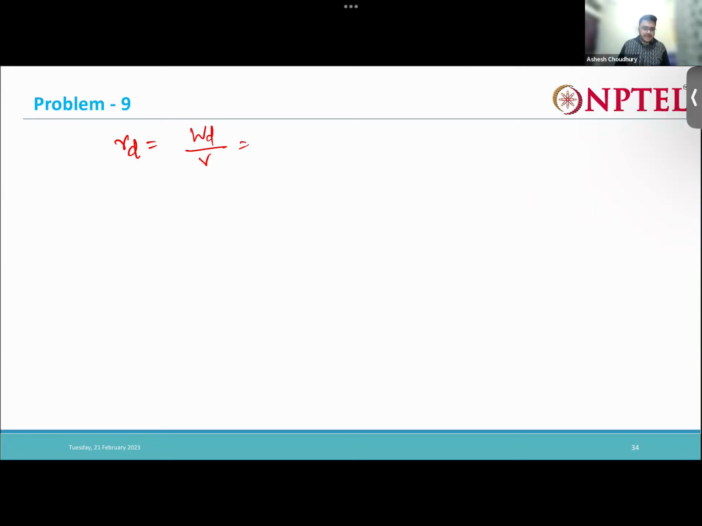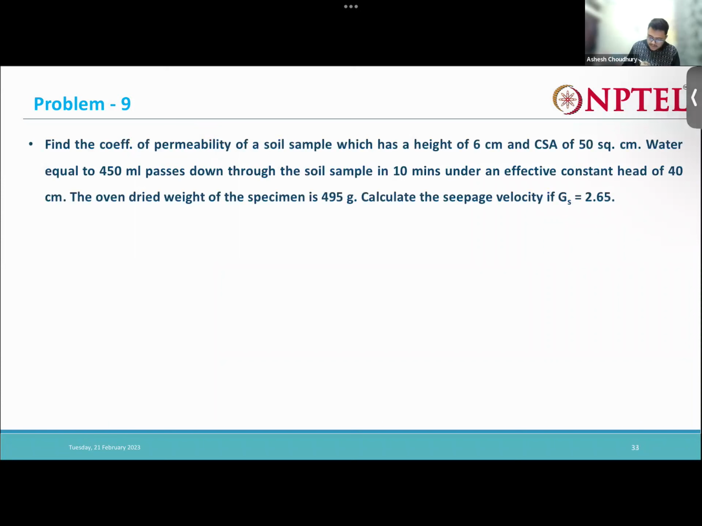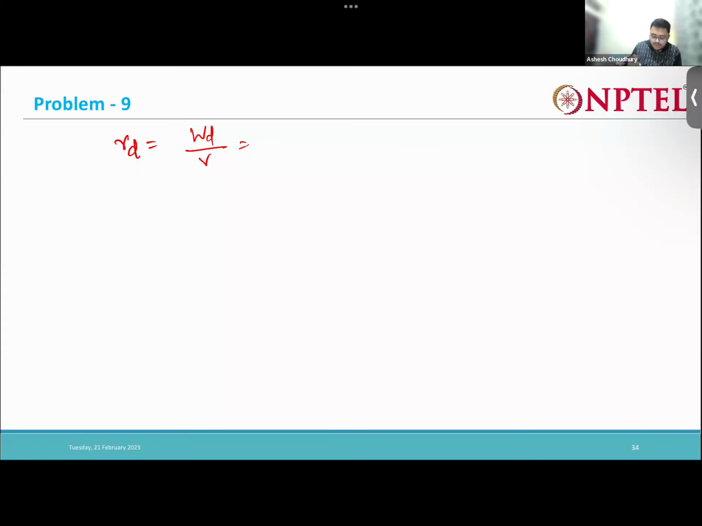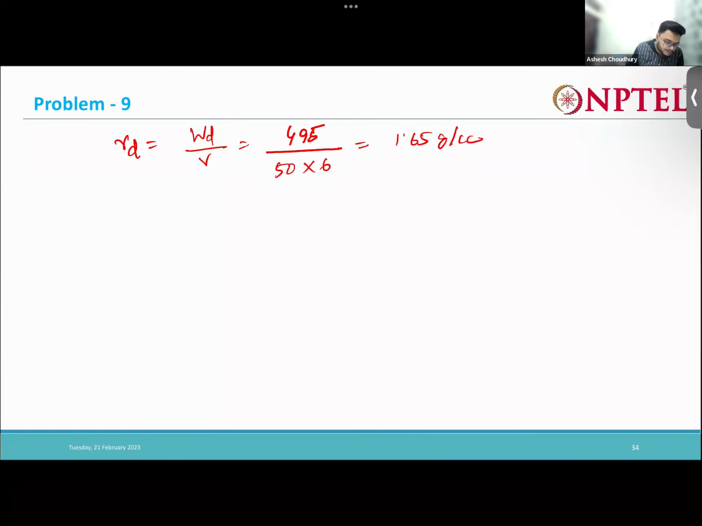So what is my dry density? The dry weight was given, right? 495. So 495 divided by the volume. The volume is also known: area is 50 centimeters squared, into length 6. It will be nothing but 1.65 grams per cc.